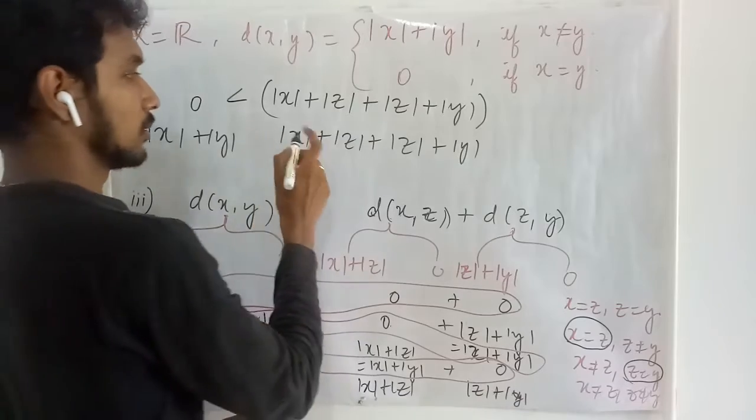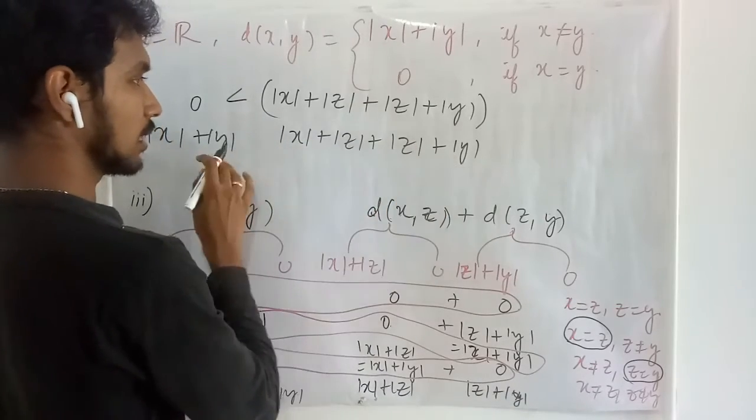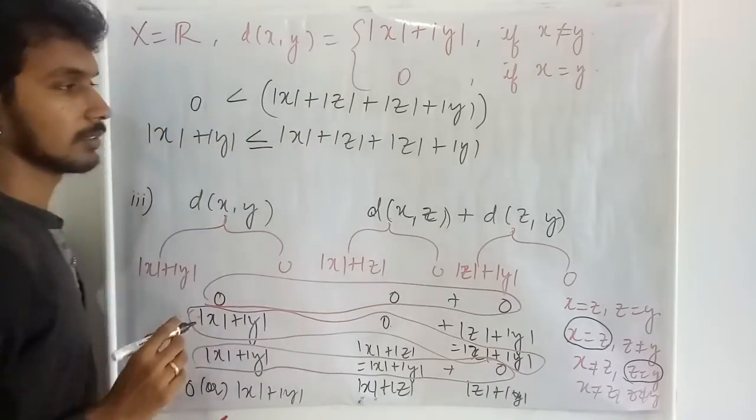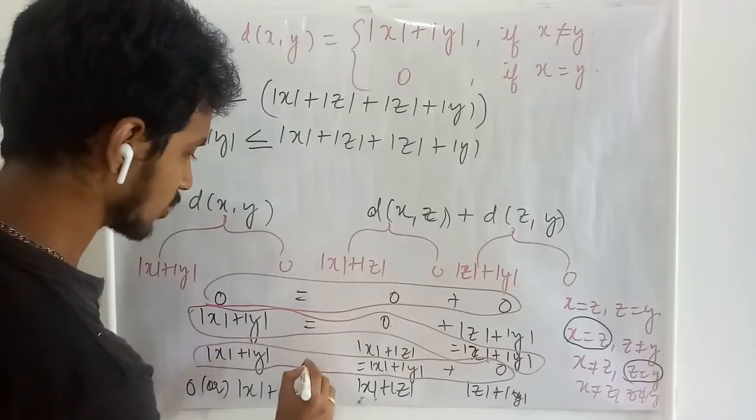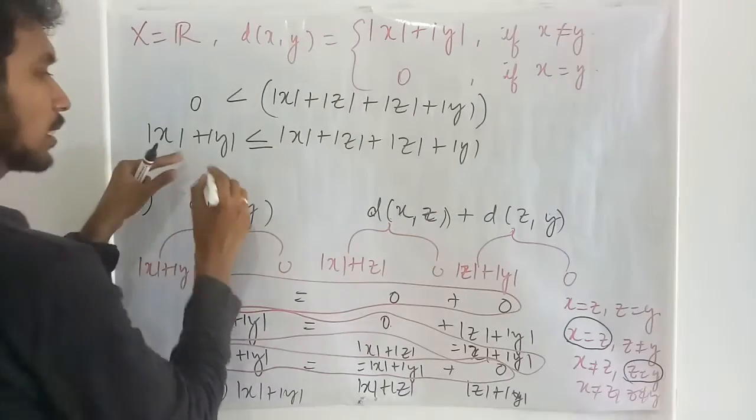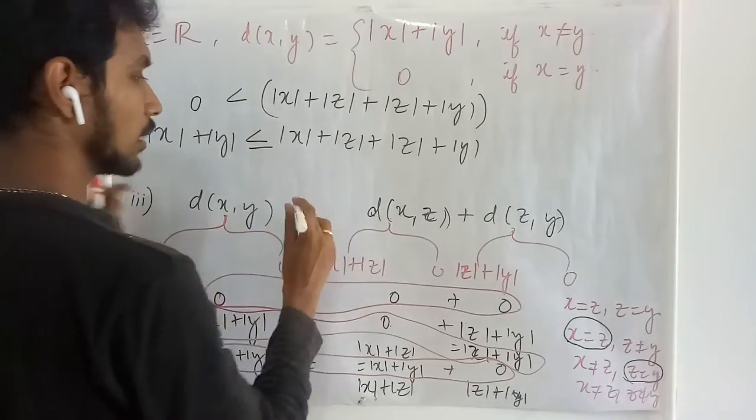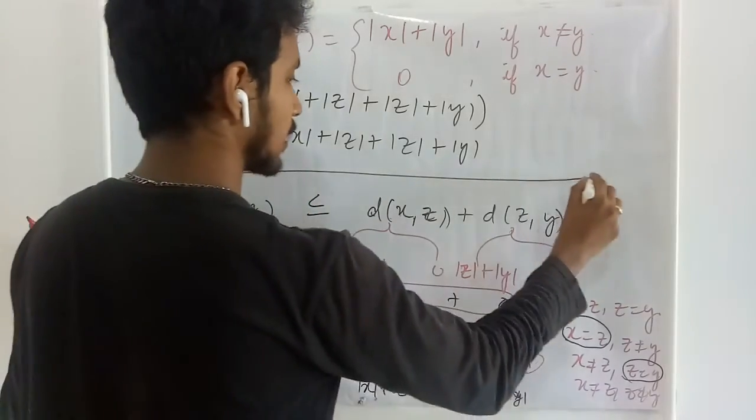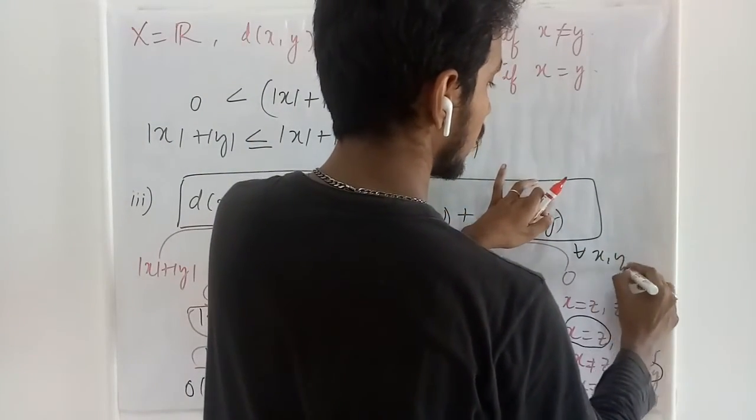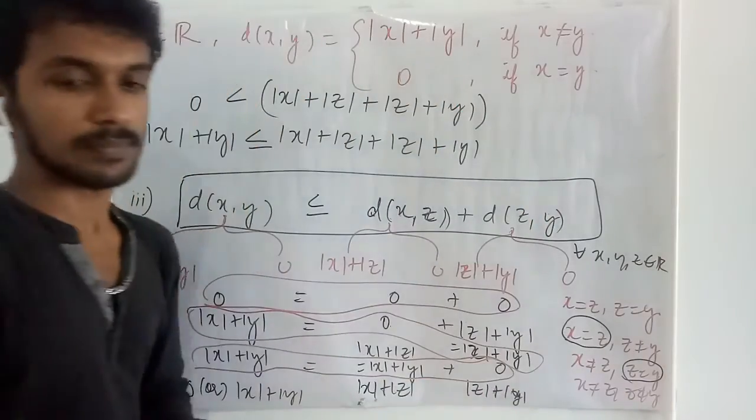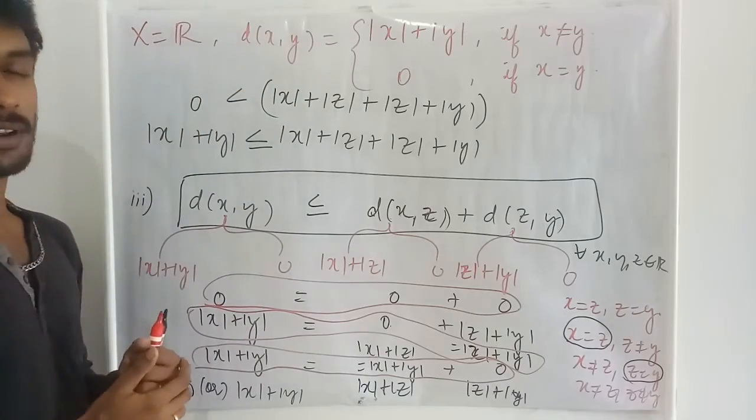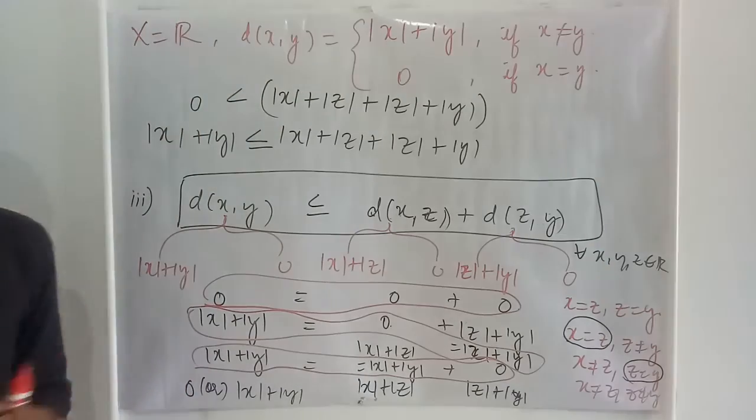And here, you see, this is that. There is something extra on the right hand side. Therefore, we will have this. So here, in all these expressions, we have equal, here less than or equal to. Combining all these things, we can conclude that d of x comma y is less than or equal to d of x comma z plus d of z comma y, and this is true for all x, y, z in the real numbers. And this concludes that this is a metric defined on the set of real numbers. Thank you.